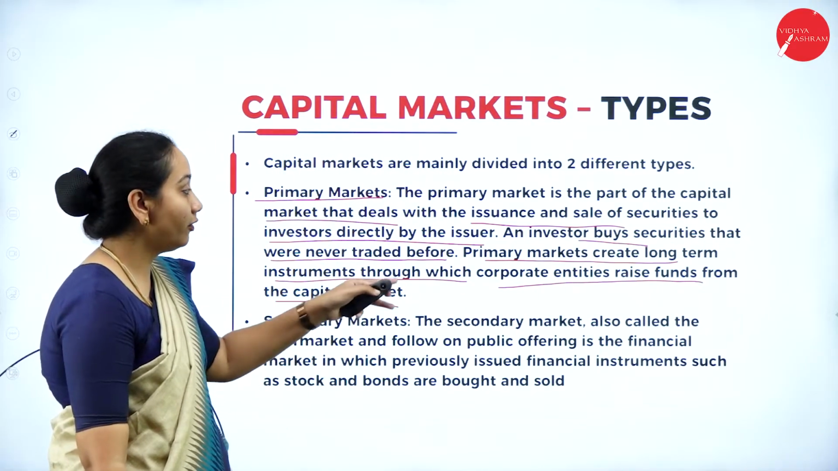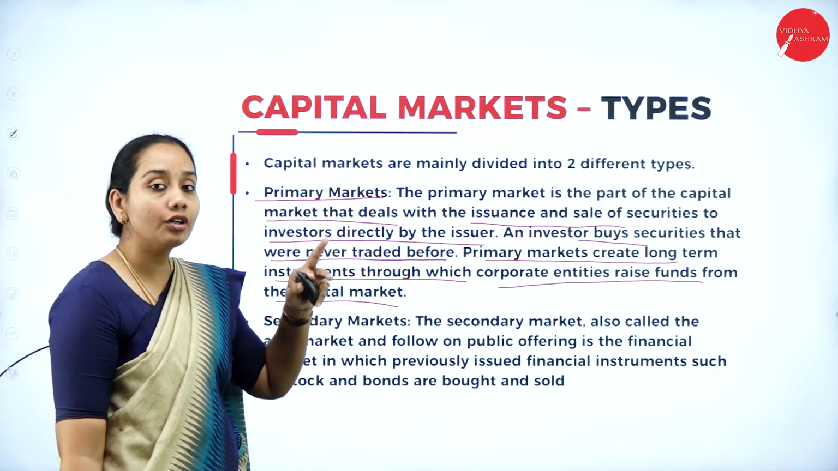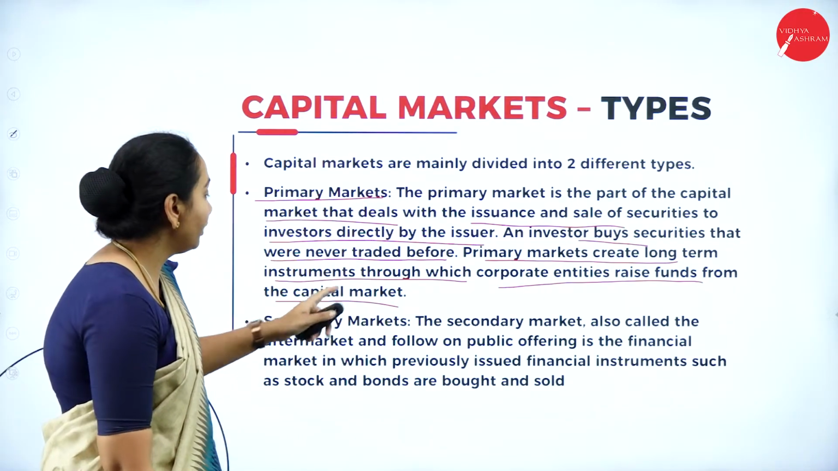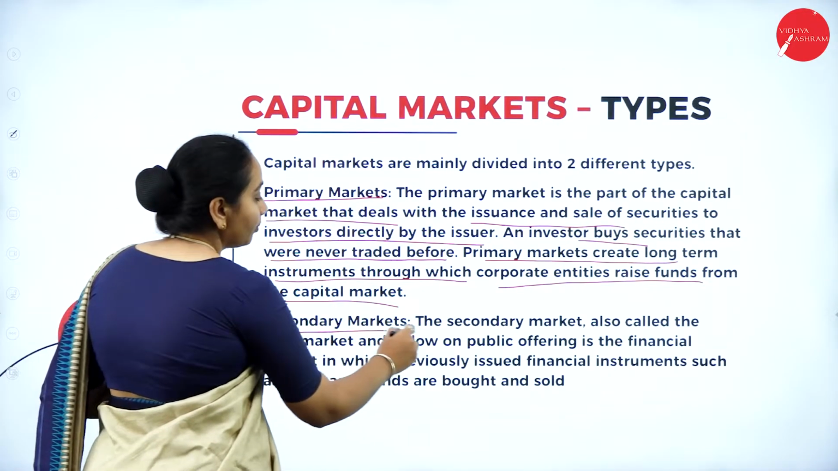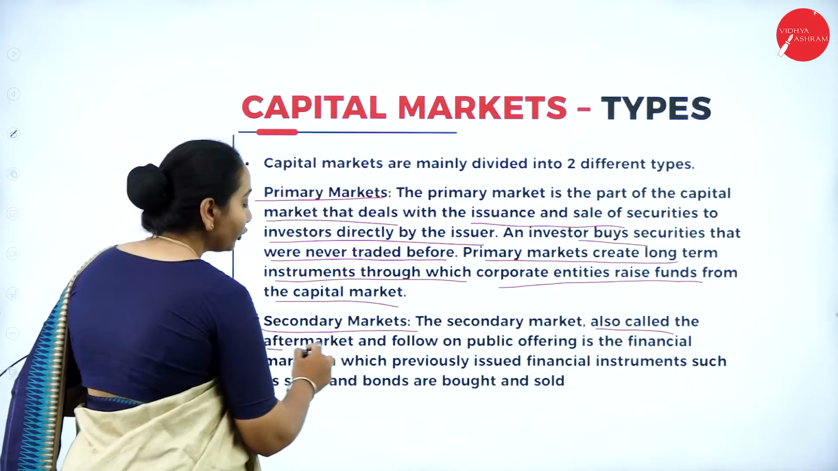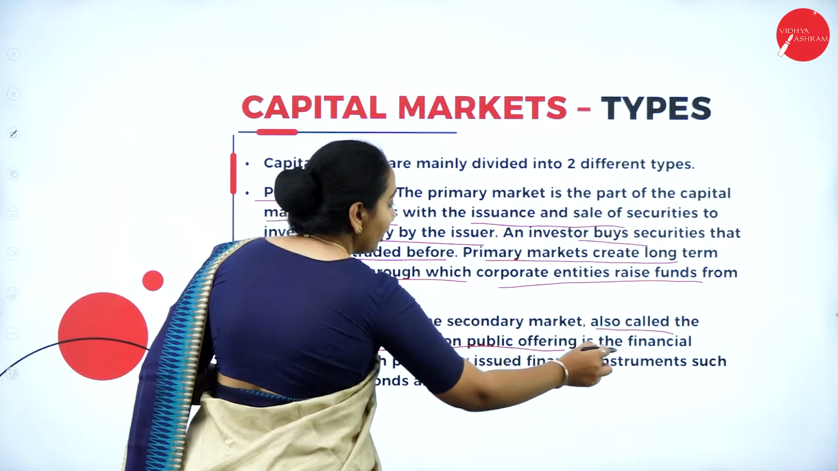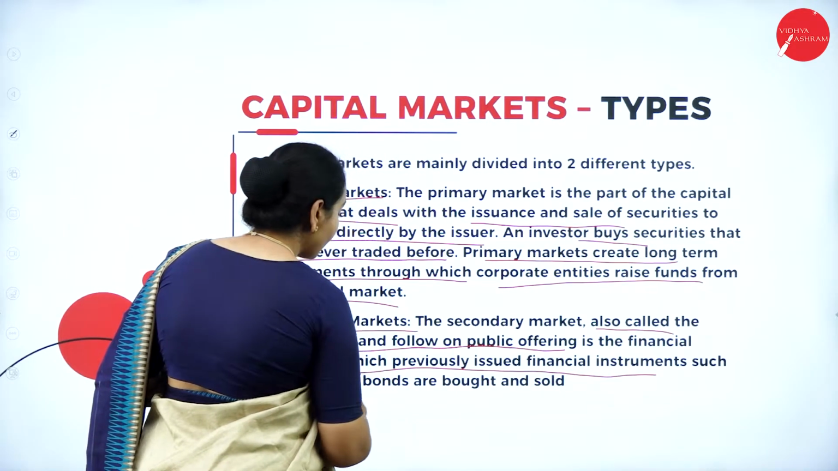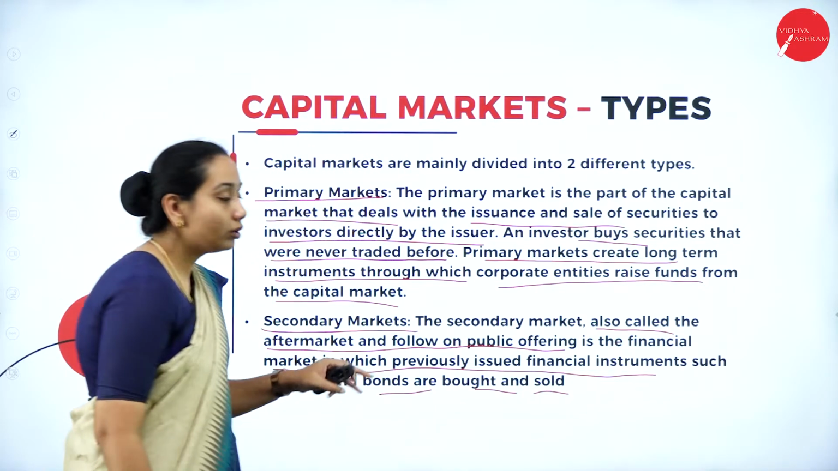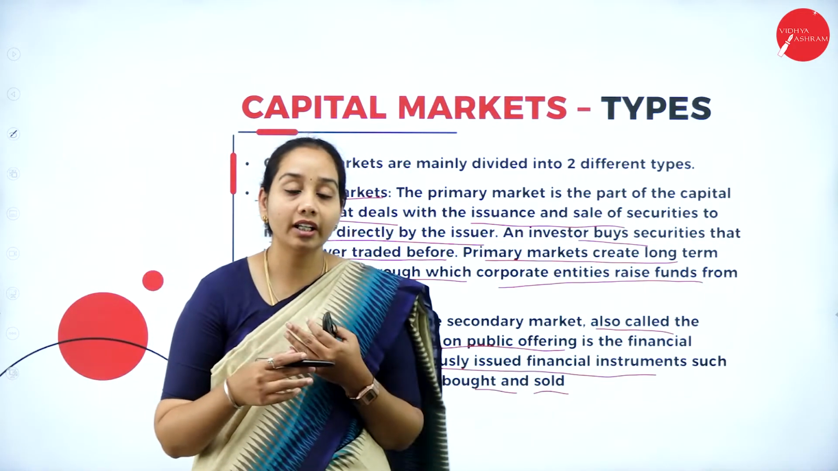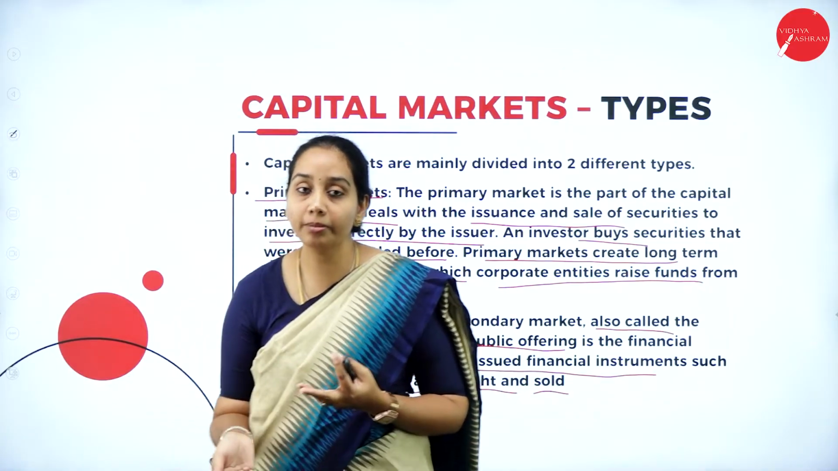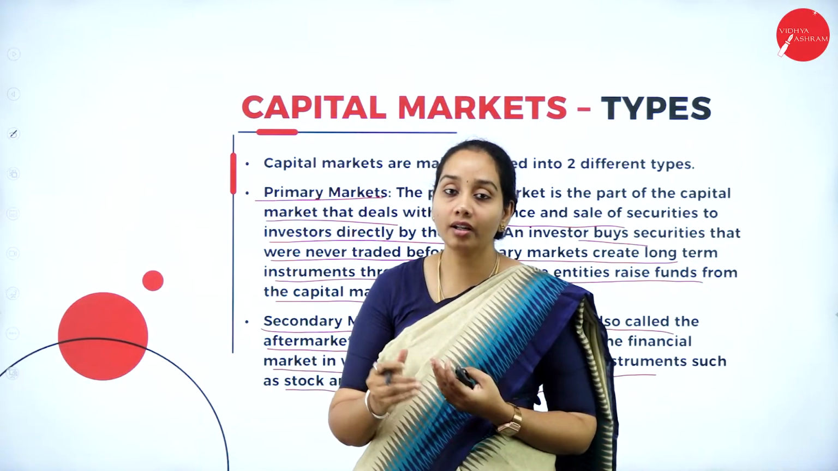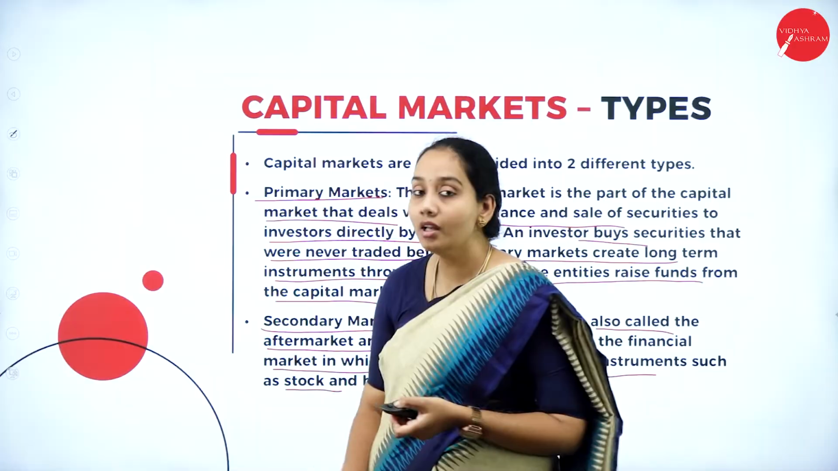So the primary market is where an investor is going to purchase the shares, or the funds, or the portfolio for the first time. That is called the primary market, whereas the secondary market is also called the aftermarket, and follow-on public offering is the financial market in which previously issued financial instruments such as stocks and bonds are bought and sold. So in a secondary market, the investment options that you have got have already been purchased by an investor, sold, and again you are going to buy them in a second-hand market. Those are called the secondary market.